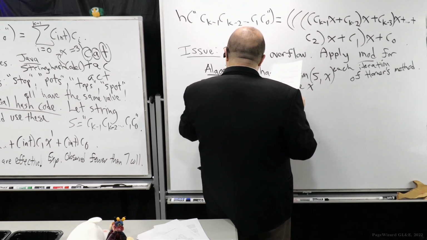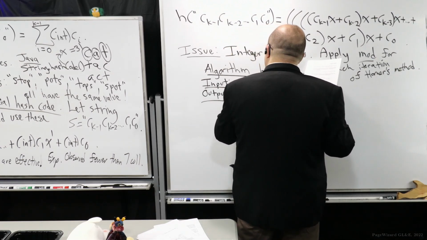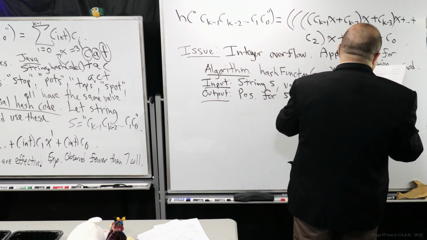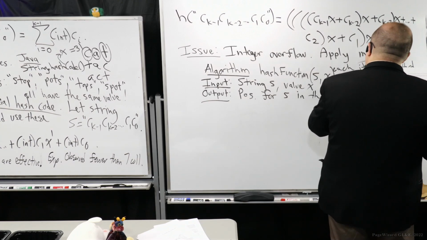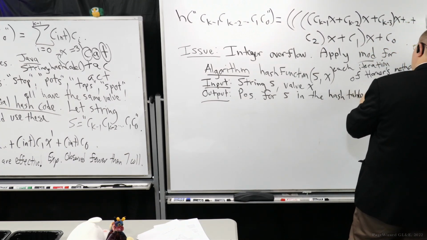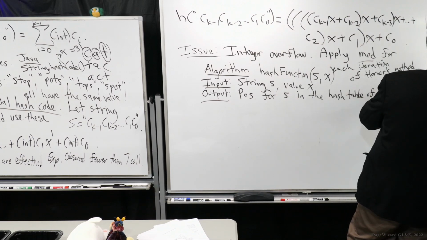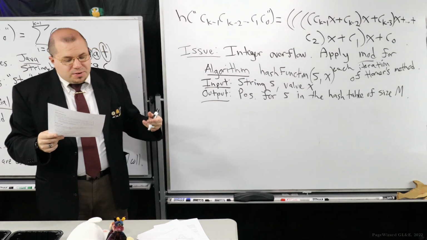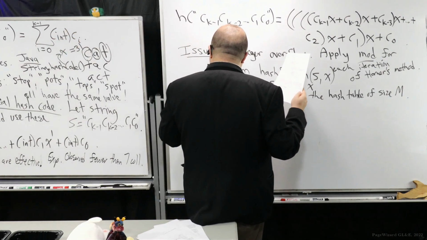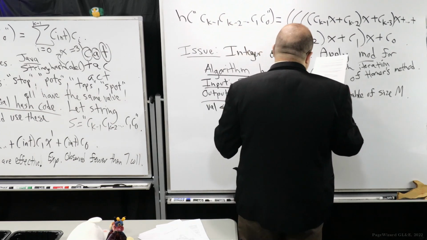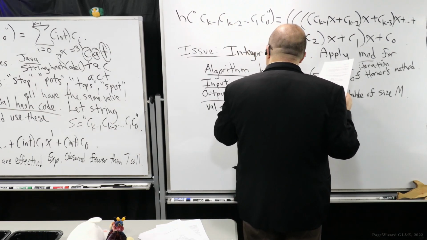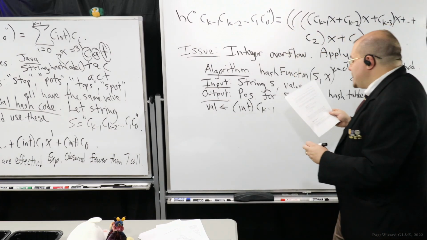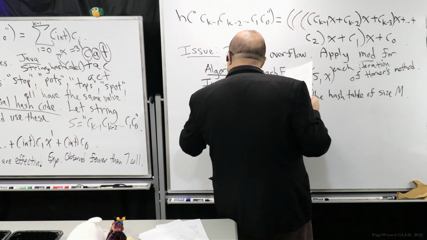So as output, it gives you a position for s in the hash table of size m. So it's going to give us a position. I'm putting it all together now. First I'm going to start off by assigning a variable val the casted version of the first character. That's what I'm going to do first. And then I'm going to go through a loop. I'm going to go through the remaining characters.